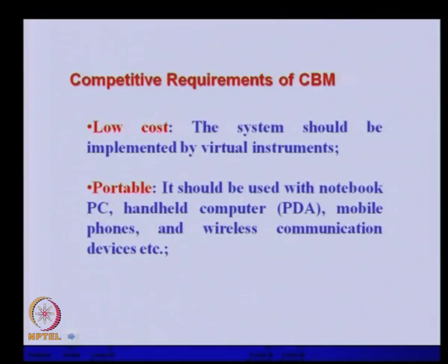Apart from this, there are some other requirements of condition based monitoring which we may look into. One is the low cost. The system should be implemented by virtual instruments, so we should have a low cost CBM program. It should be portable; again I am repeating, portable, it should be usable with a notebook, PC, handheld computer, mobile phones, wireless communication, etc.